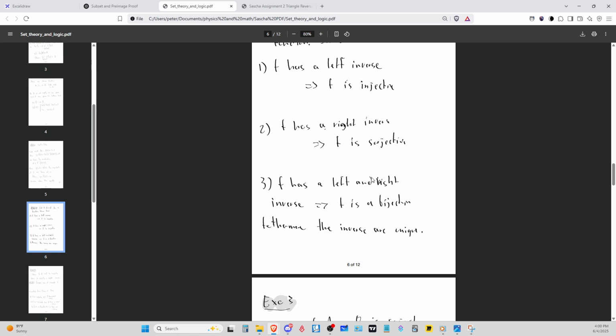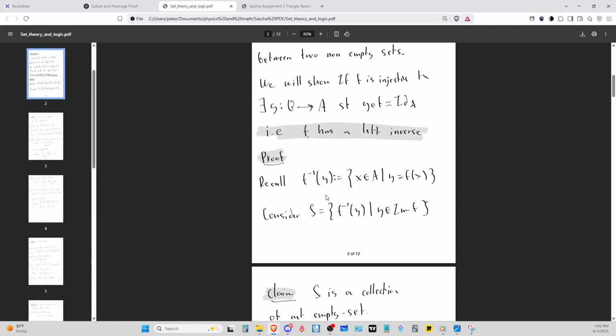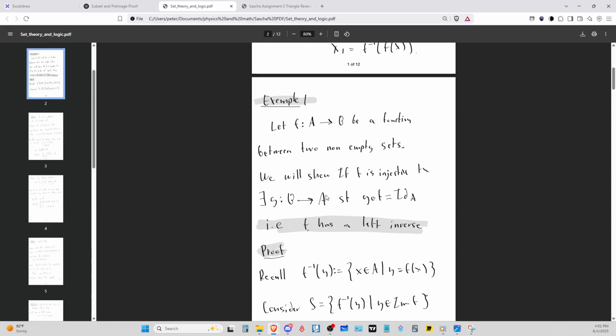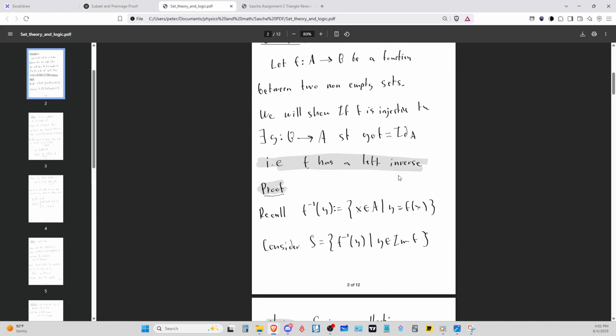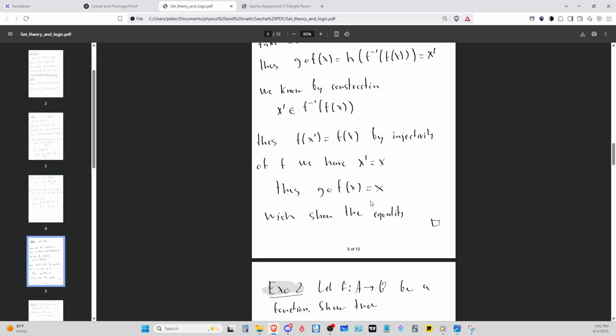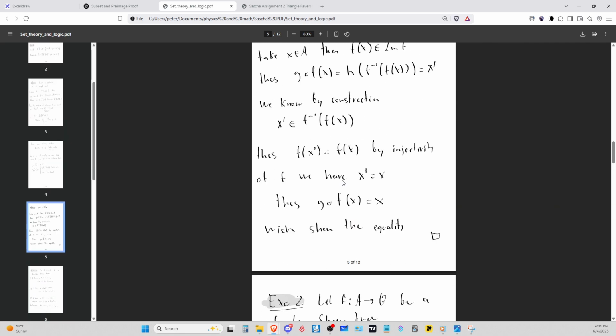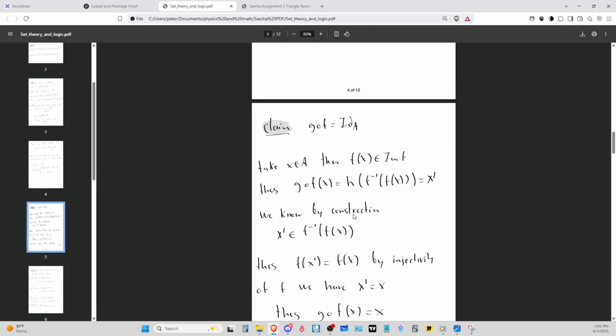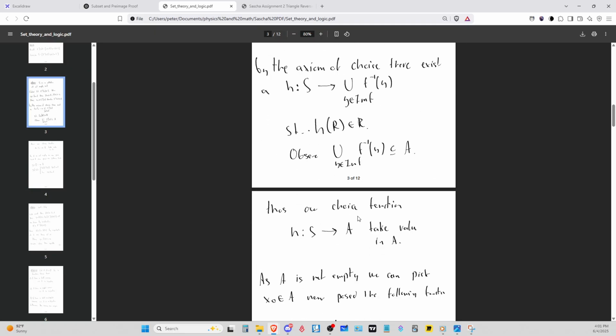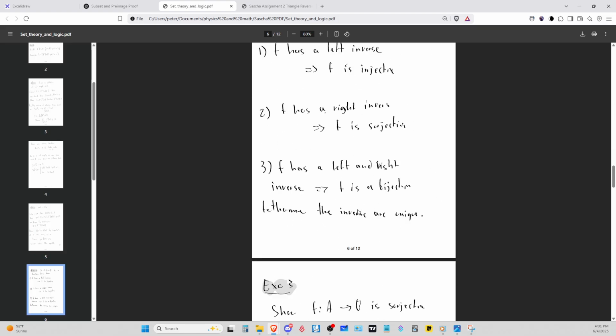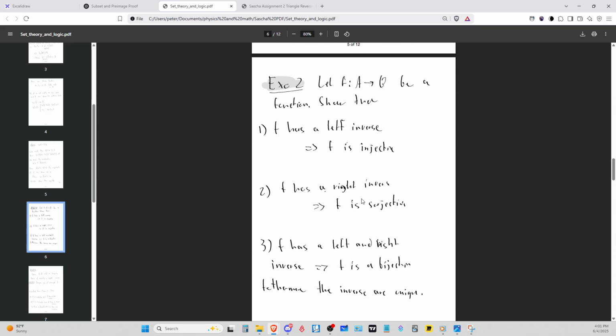In my example, I showed the direction, and in the exercise, I ask you to show the other direction. Oh, okay. I see. So basically in yours, you went backwards. Yeah, you suppose that F is injective, and you are showing... What's the conclusion here? Okay, I guess we'll save that for next time.